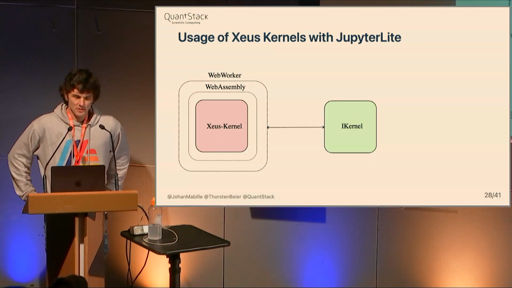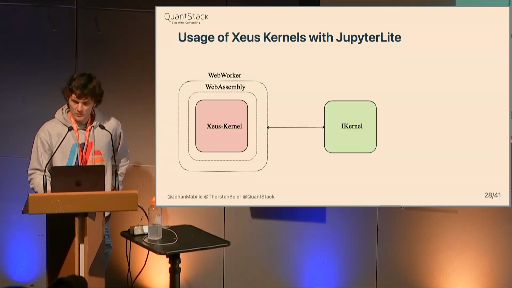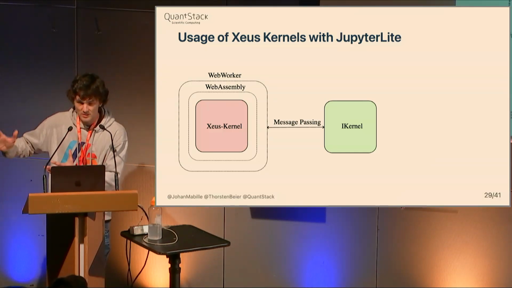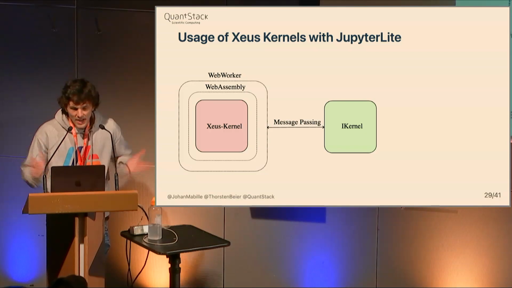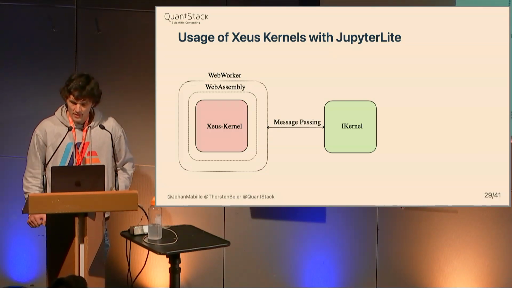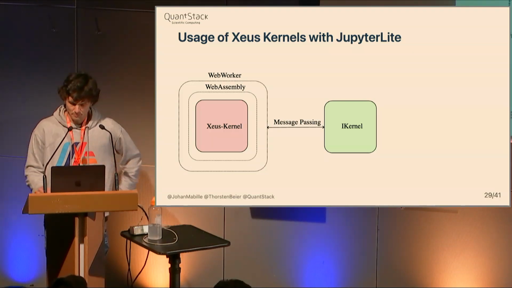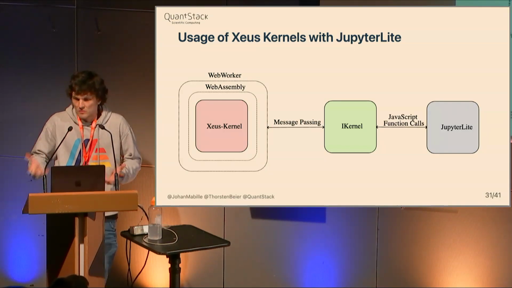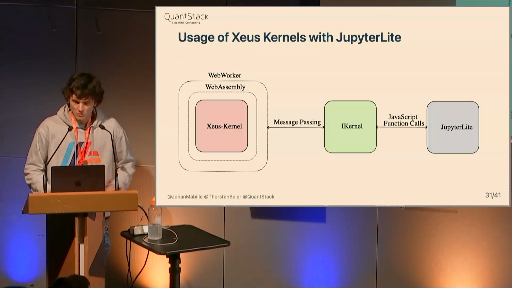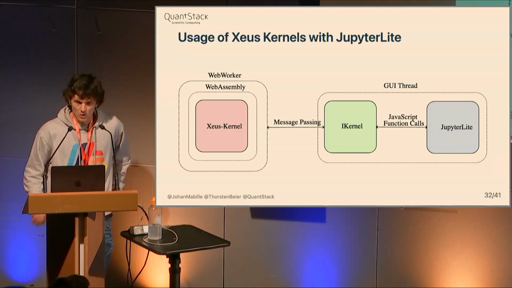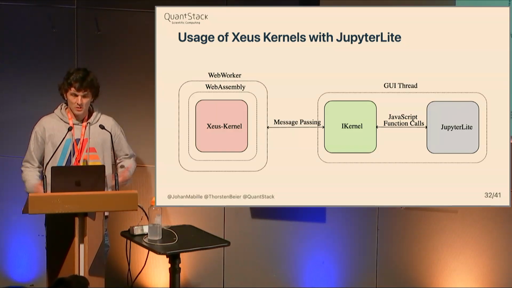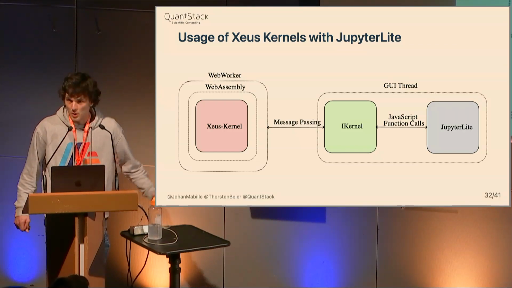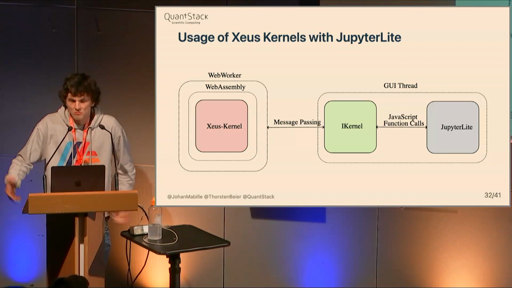So next, the compiled Wasm talks via message passing with a component living in the main thread. We call it the iKernel or the kernel interface, and this is TypeScript code. So this kernel then ultimately talks with JupyterLite with just plain function calls. And this is all happening in the GUI thread. So in that way, the GUI is not blocking, and all the heavy lifting is done in the web worker. So web workers are essentially like kind of threads.